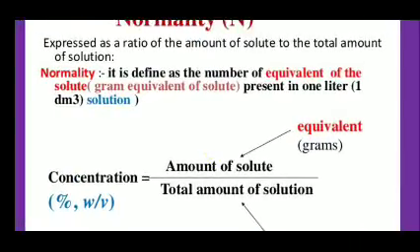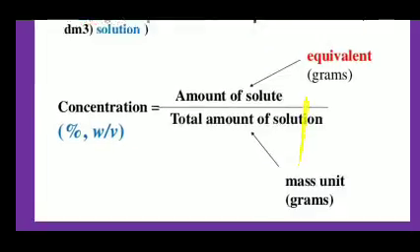Expressed as a ratio of the amount of solute to the total amount of solution. Normality is defined as the number of equivalents of the solute, gram equivalents of solute, present in 1 liter of solution. Therefore, it is the gram equivalent weight of solute divided by the volume of solution in liters.